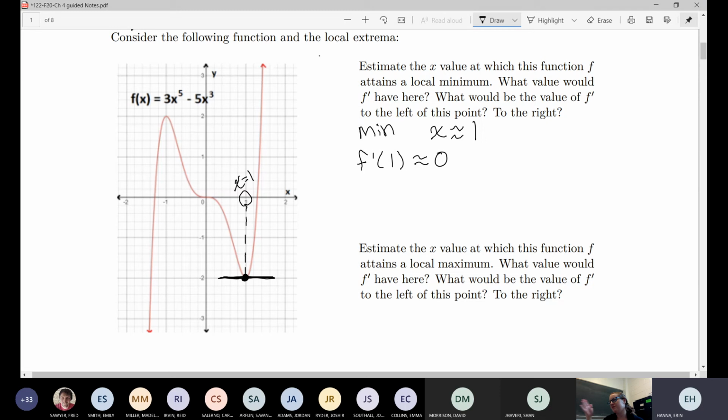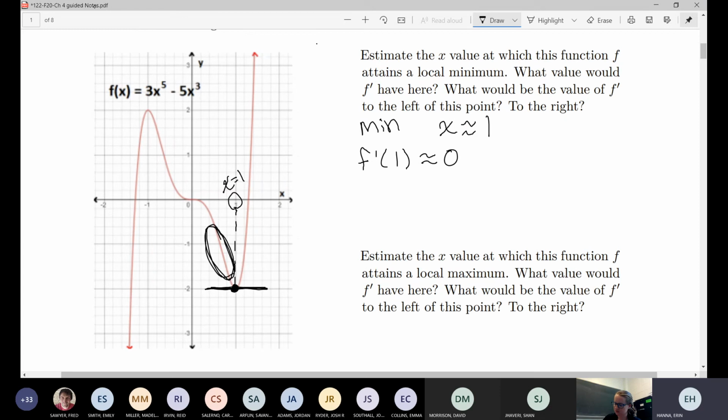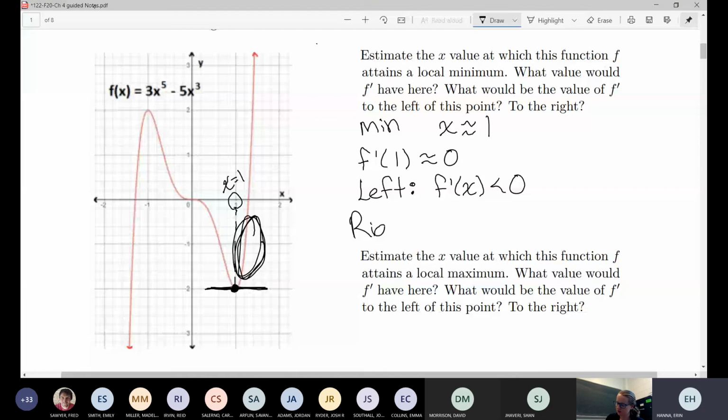And then what about to the right and to the left of it? Well, if we remember that positive derivative means increasing, negative derivative means decreasing. To the left of this min, we have something that's decreasing. So to the left side of this point, it looks like the derivative is going to be negative because the function's decreasing. Whereas if we look at the right side of this min, we have an increasing piece, and if it is increasing, then the derivative is going to be positive.